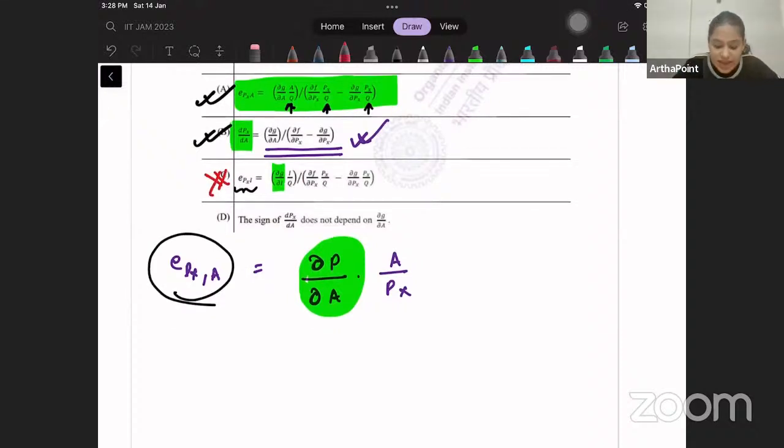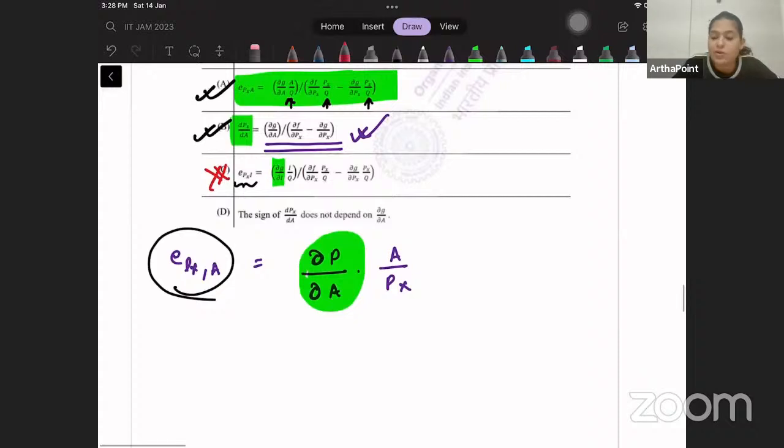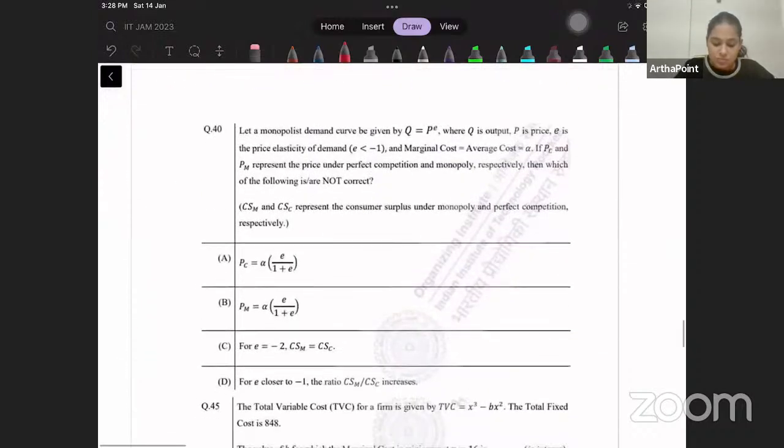Finally, it says the sign of dP by dA does not depend on del G by del A. Incorrect, because we just showed that this depends on this. This is coming in the numerator. This is also incorrect. So the correct options are A and, come to the next question, please.